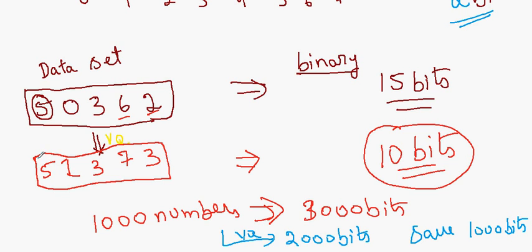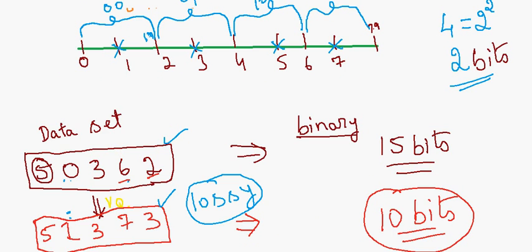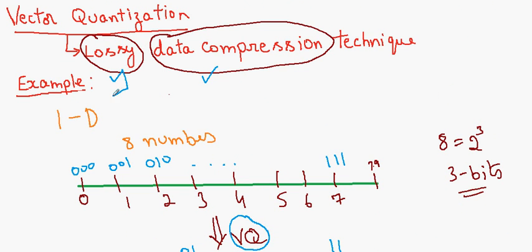Of course, there is some modification in data. For example, this number and this number don't look the same, because it's 0 and it's 1, 6 and 7. So it's called lossy. That is, after compression and decompression, we don't get the same original data. There are some changes in the data after compressing and decompressing. So it's called lossy, and because it saves memory, it compresses the data. So it's a lossy data compression technique.